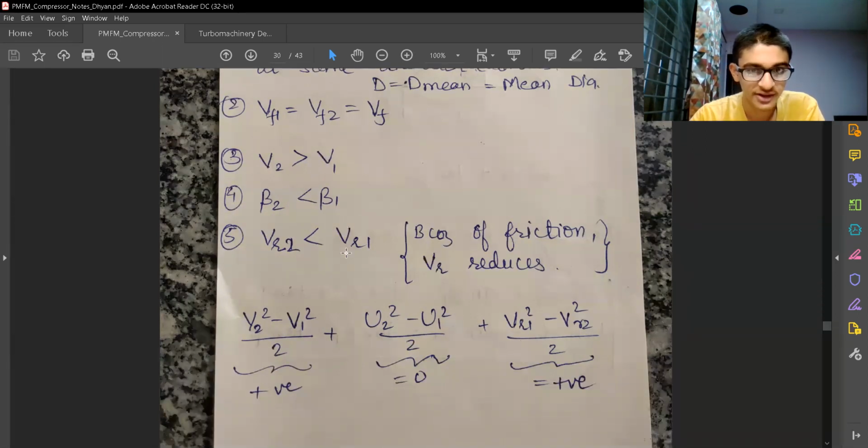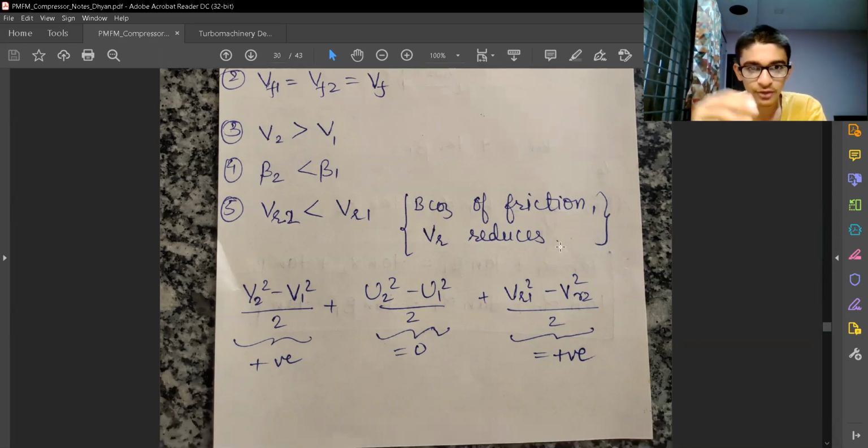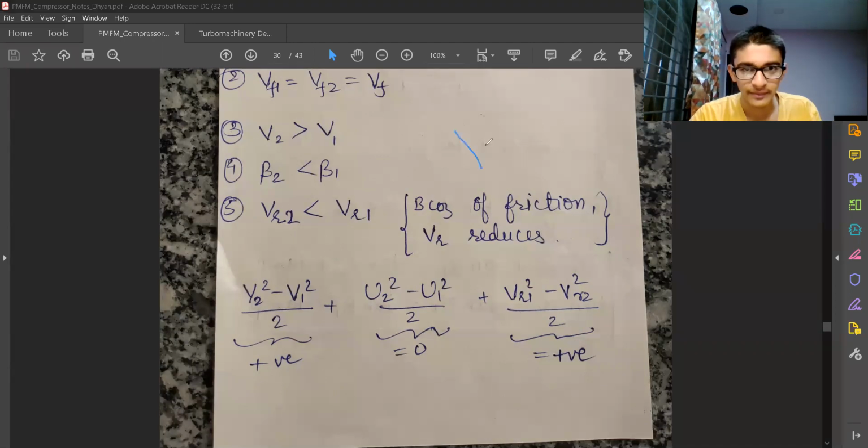We'll see that in the velocity triangle in the numerical also. The relative velocity Vr2 is less than Vr1, because of friction the relative velocity reduces. If the friction coefficient is not defined, we can directly assume Vr2 is equal to Vr1, but that is a very crude assumption. If a friction coefficient K is given, we write K is equal to Vr2 upon Vr1. That means K is less than 1. It will be something around 0.9 or 0.95, and hence Vr2 will be 0.95 times Vr1.